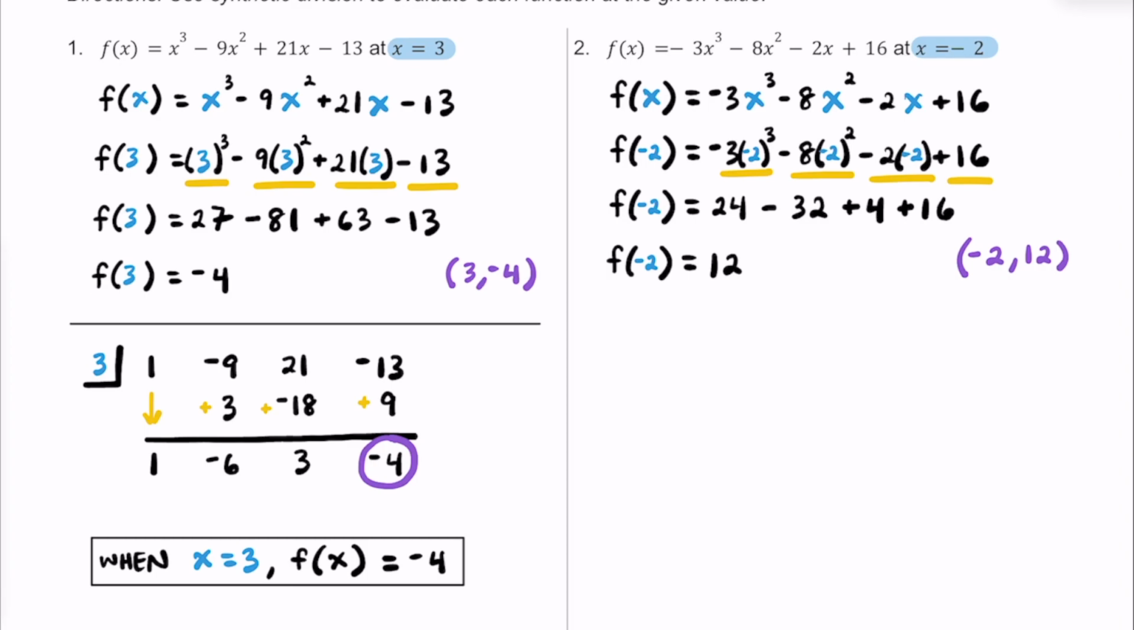All right, so while that's the long way again, we don't really want to have to do that. So again, if you just get confused or stuck, you can always do that, and that's really what we're doing. The synthetic division is just a shortcut for it. It's a little bit quicker.